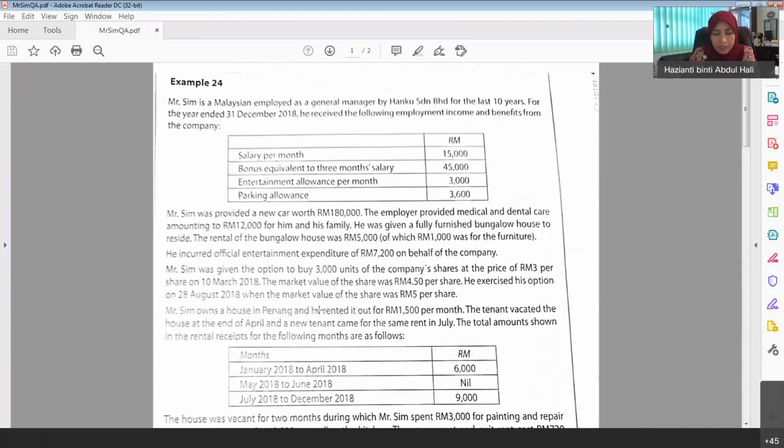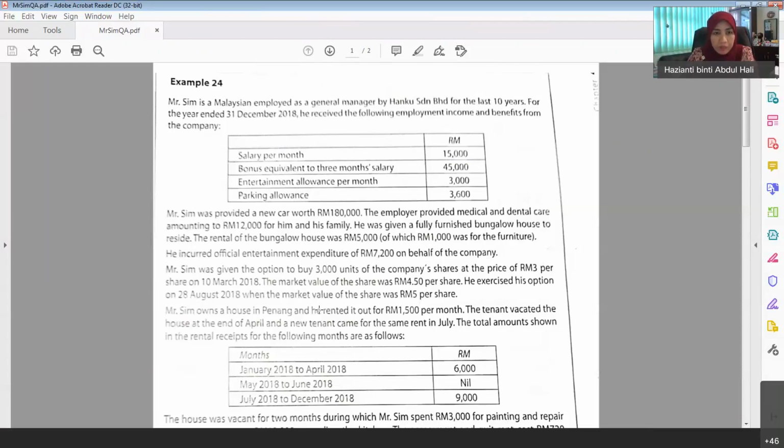I hope some of you attempted the question, but I will still go through the solutions with you, because for this question, we have income from all the sections. We have from section 4B employment, we have 4C dividend, 4D and rental income. Alright, here we have Mr. Sim, a Malaysian employed as a general manager by Hankus Sdn Bhd for the last 10 years.